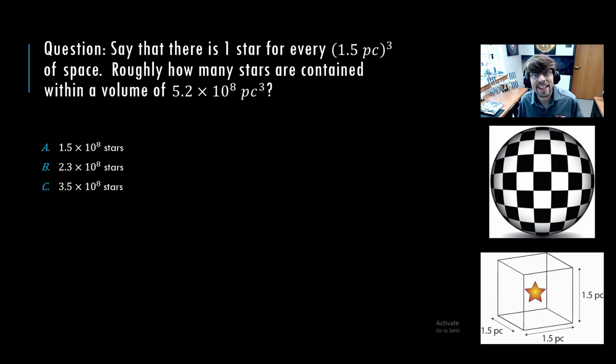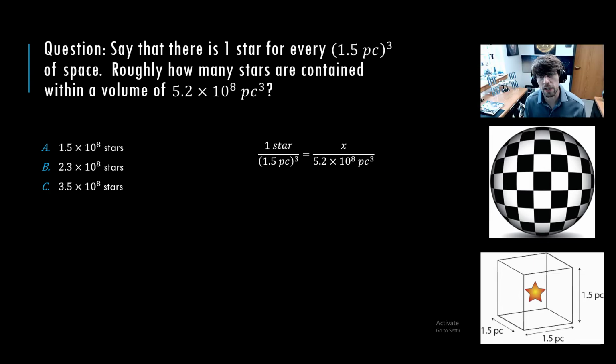You got it? Yeah, good. Okay? And here, all we need is a simple proportion. We say if there's one star for every 1.5 cubic parsecs, 1.5 parsecs cubed, then how many stars will fit into this volume?